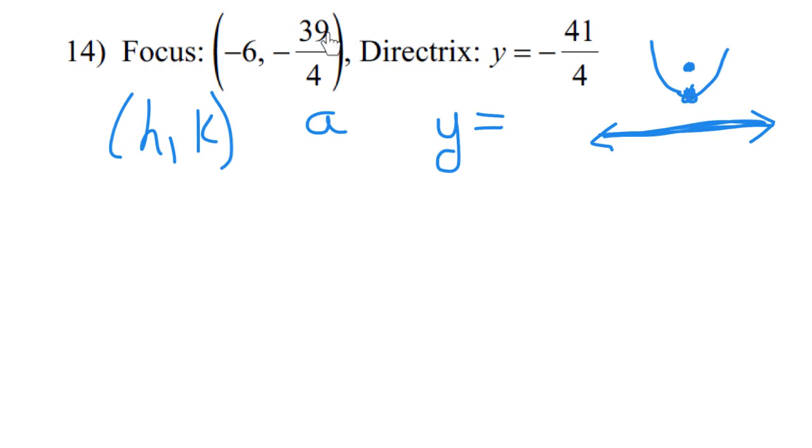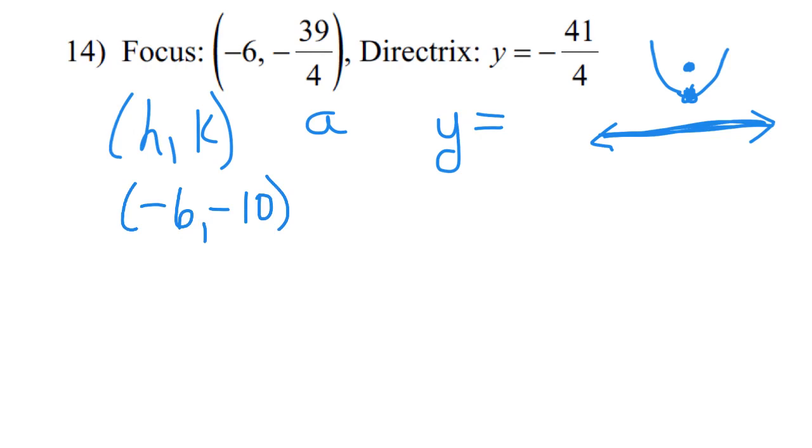So I need what's in between -39 and -41. Well, that's -40. And -40 divided by 4 is -10. So I'm going to go ahead and write down my center. My center is (-6, -10).